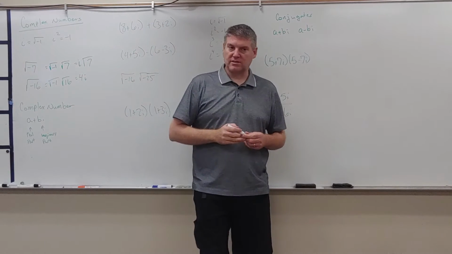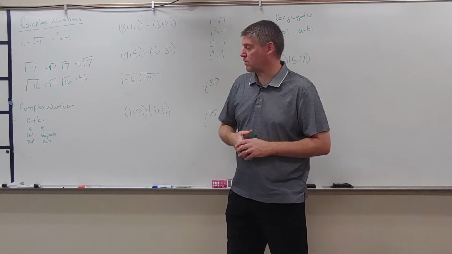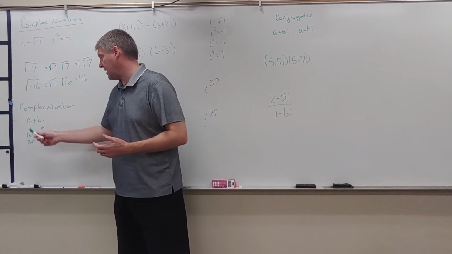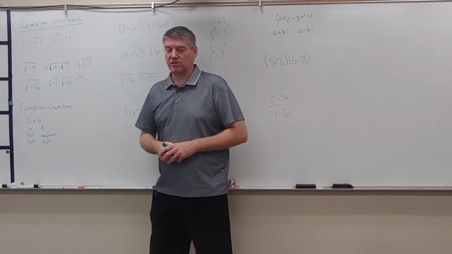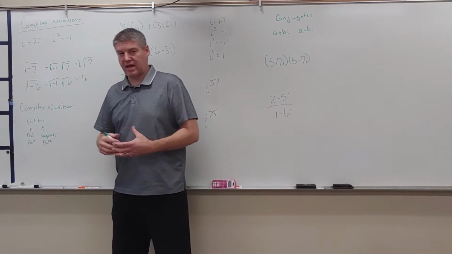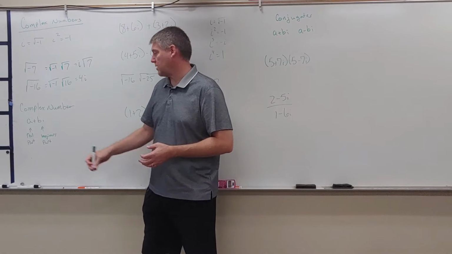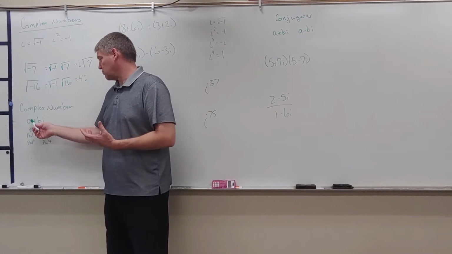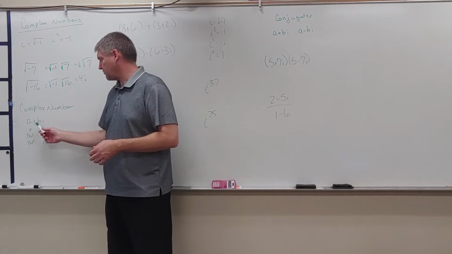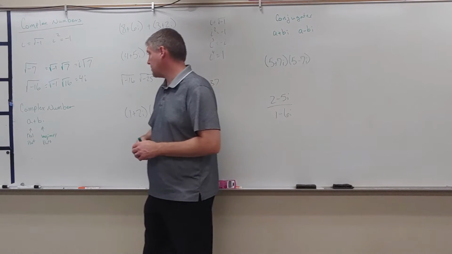So a complex number is made up of two components. It's made up of a real portion or a real part, which is the a, and it's made up of the imaginary part, which is bi. And a and b have to be real numbers, okay? So most of the ones we're going to find are where a and b are actually integers, but they just have to be real numbers, okay?